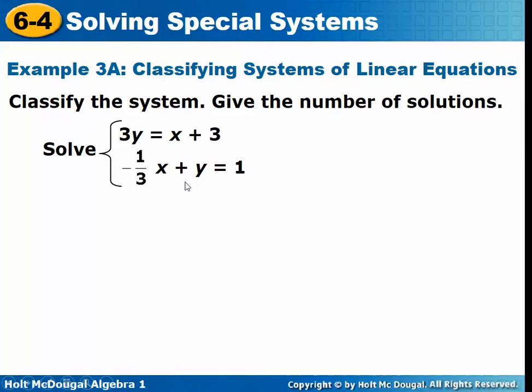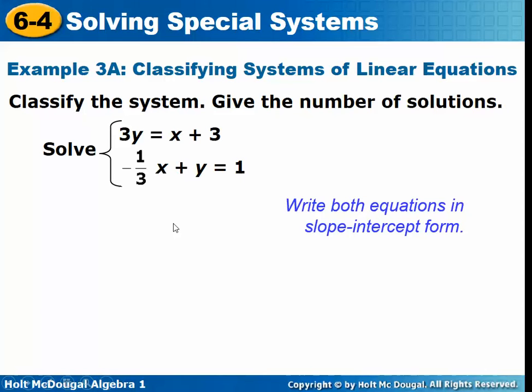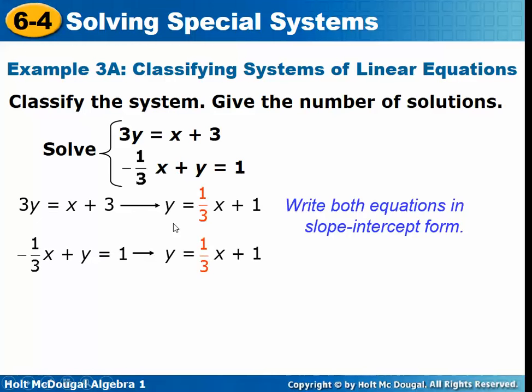All right, let's say that we are going to classify this system and give the number of solutions. So we don't know if it's no solution, we don't know infinitely many, maybe it's one solution. We need to figure it out. You can try to do the method with the slope, find the slopes and find the y-intercepts, but in these, neither one are in slope-intercept form. So I think that's what they're doing. They're doing slope-intercept form.